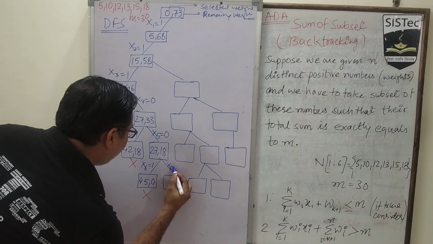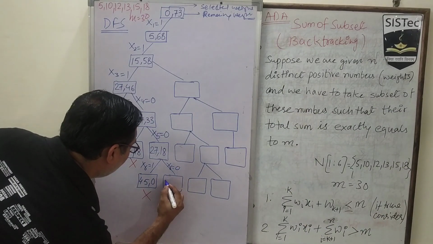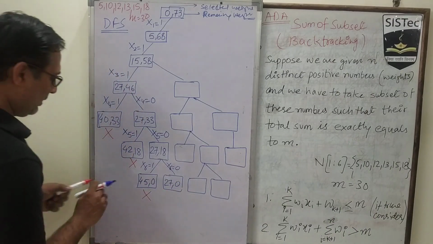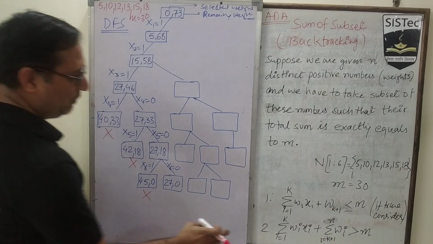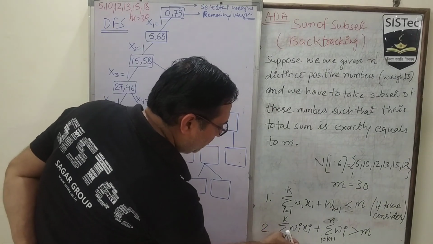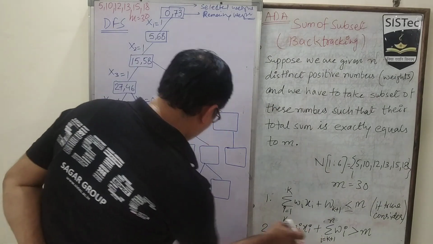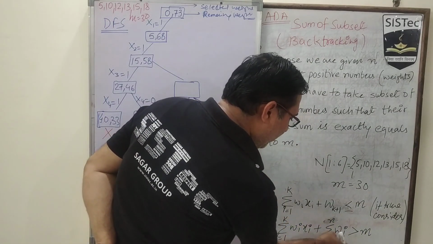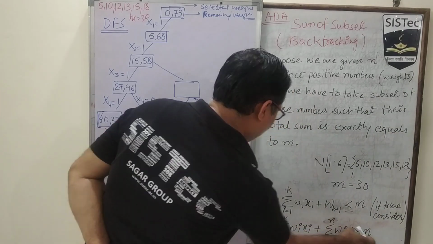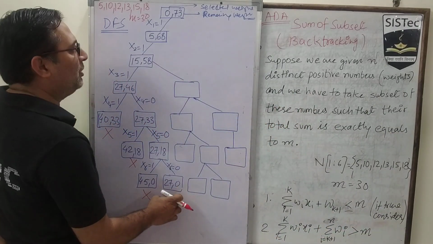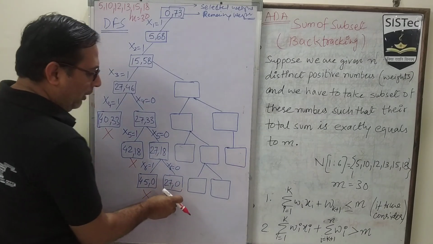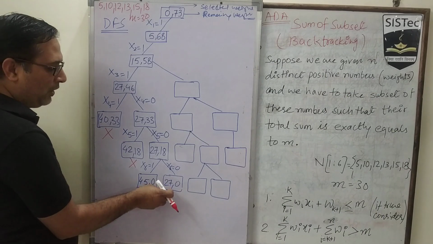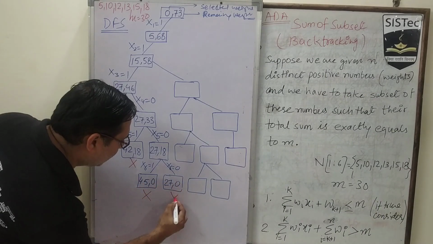Now we will not consider x6 over here. So we will be left with 27, 0. Now here you can see the second bounding function was the sum from i equals 1 to k of wi xi, this is 27, plus the sum of the remaining from i equals k plus 1 to n, should be greater than or equal to m. 27 plus 0 should be greater than or equal to 30. Now as the remaining weight is 0, we will not reach 30. That's why we will discard this one also.